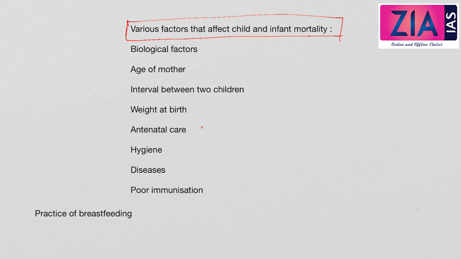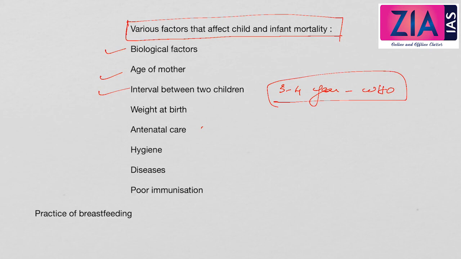First one is biological factors. Age of the mother is a reason. Interval between two children. When talking about the interval between two children, as per WHO, at least a 3 to 4 years gap has to be there between two children. Then only there will be a healthy sustenance for both the baby and the mother. So if this interval is not there, then it will affect child and infant mortality. Also it affects the mother.